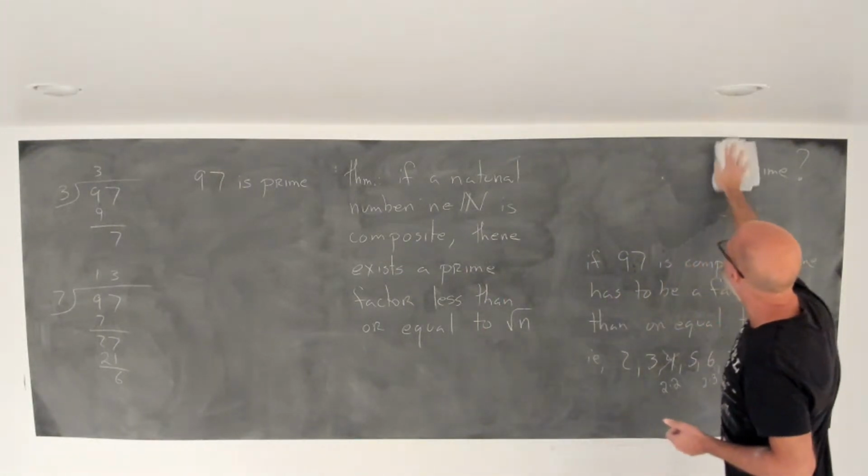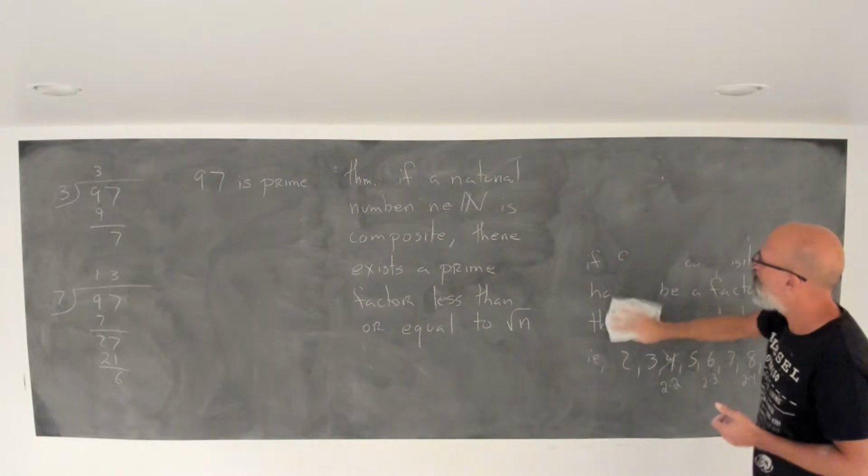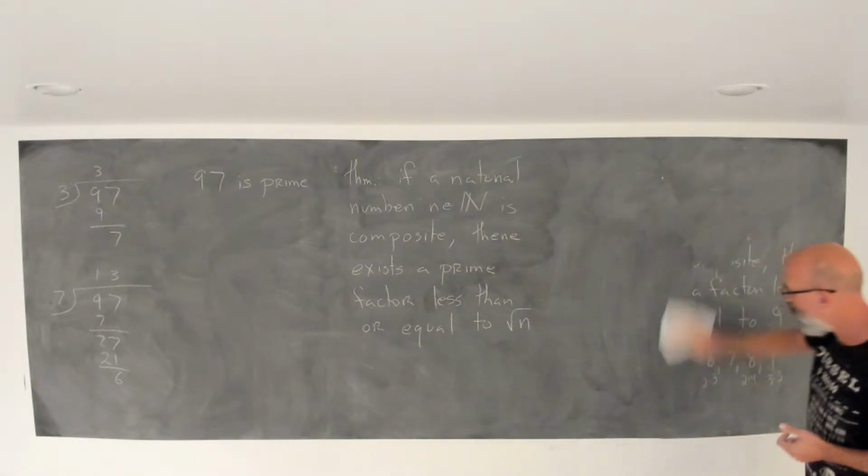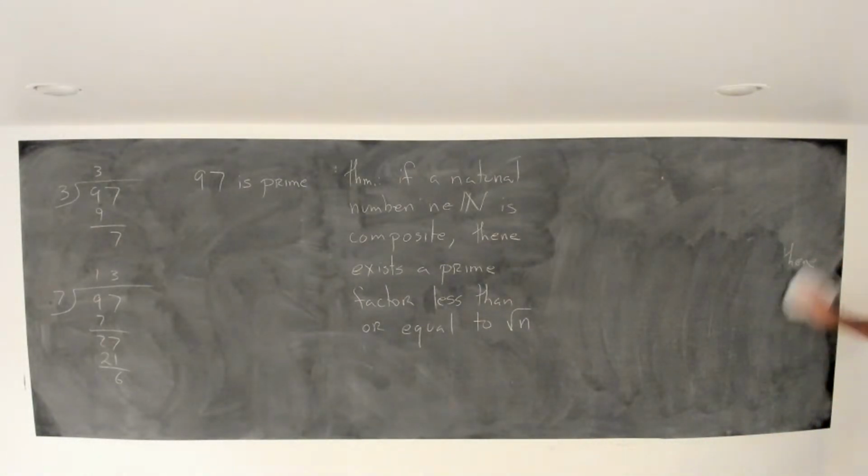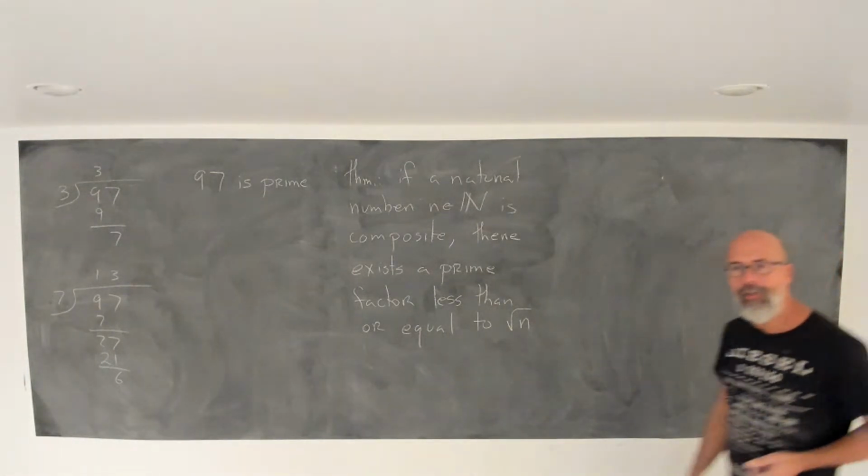So you don't need to test all numbers less than or equal to root n. You only need to test the prime numbers less than or equal to root n.